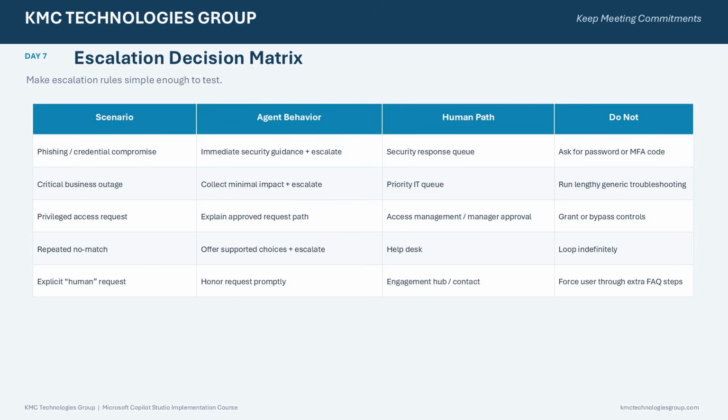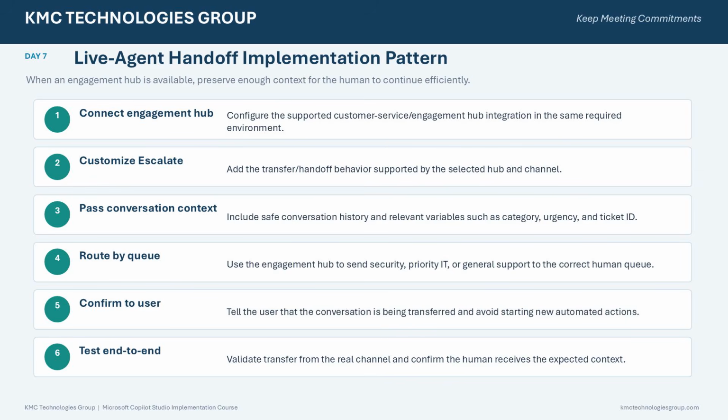Copilot Studio includes a built-in escalate system topic. Review it and customize its message and support path. High-risk topics and conditions can redirect into this system topic. If your environment includes a supported engagement hub, configure the handoff integration. If it does not, provide an approved support URL, phone number, email address, or ticket route. Remember that displaying a message saying, "I'm escalating you," is not the same thing as performing an actual live agent transfer.